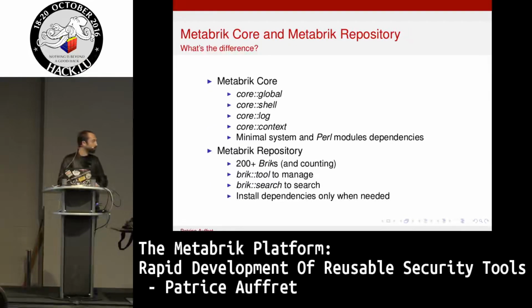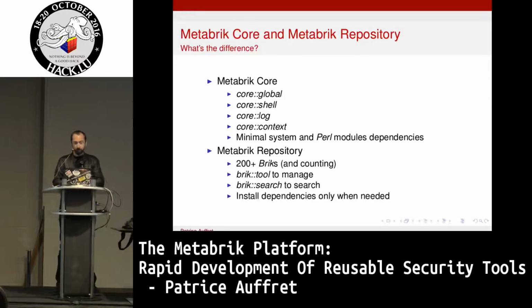Metabrik is composed of two main components, the Metabrik core and the Metabrik repository. The Metabrik core is made of a base class, the Metabrik base class, and 4 bricks: core global, core shell, core log, and core context. In fact, every command you type goes through the core log module, so you can trace every action you do in Metabrik, and you can replace the core log module by your own one if you want. Core context is where everything is kept in memory. For instance, variables you have defined in your shell. Well, I don't suggest you look at the code for core context because it's some Perl magic and your eyes may bleed.